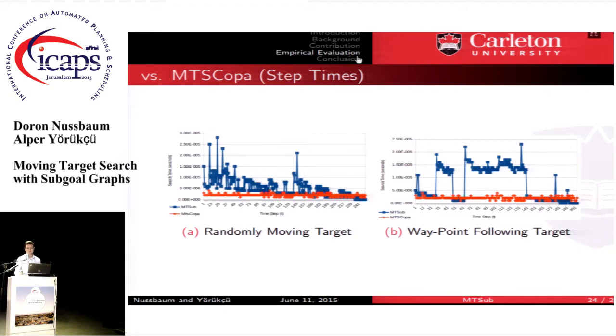As you can see, MTS-COPA is not affected by the waypoint following target, but our algorithm MT-sub is affected by the target movement strategy. We had more jumps.